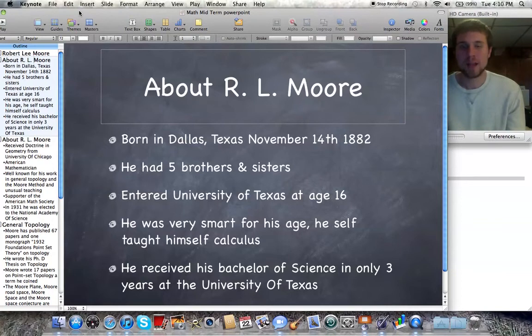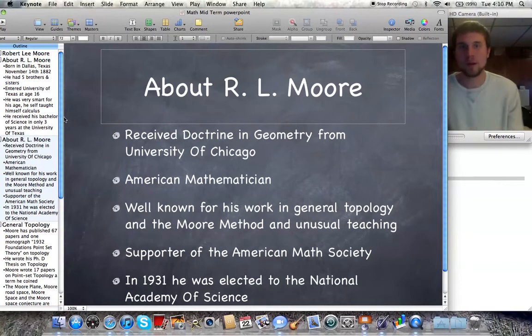He received his Bachelor's of Science in only 3 years at the University of Texas, which is just tremendous because it usually takes people 4 to 5 years to receive their Bachelor's of Science. So as you could tell, Robert Lee Moore was definitely a bright and smart man for his age. Let's talk a little bit more about Robert Lee Moore.